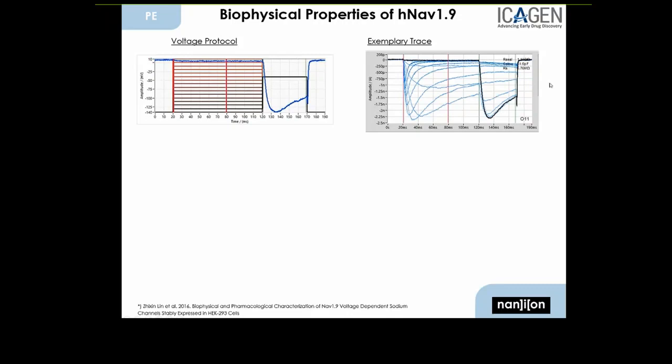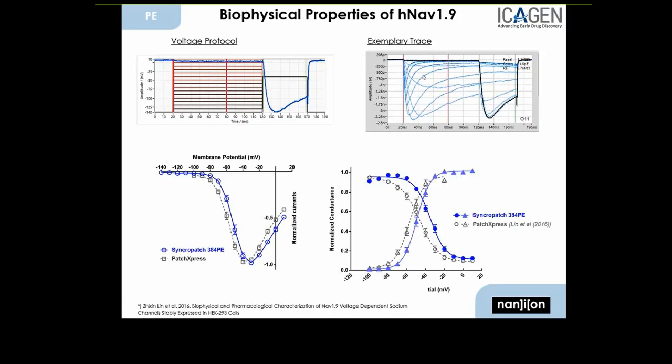And here on the right side, you can see an exemplary trace. And you can use this protocol to actually plot the steady-state activation and the steady-state inactivation curves. And you can see here data from the Synco patch was compared to data from another automated patch clamp device, and the Synco patch could clearly confirm the data with the peak current in between 30 and -40 millivolts, and also the steady-state inactivation and activation curve are very similar.